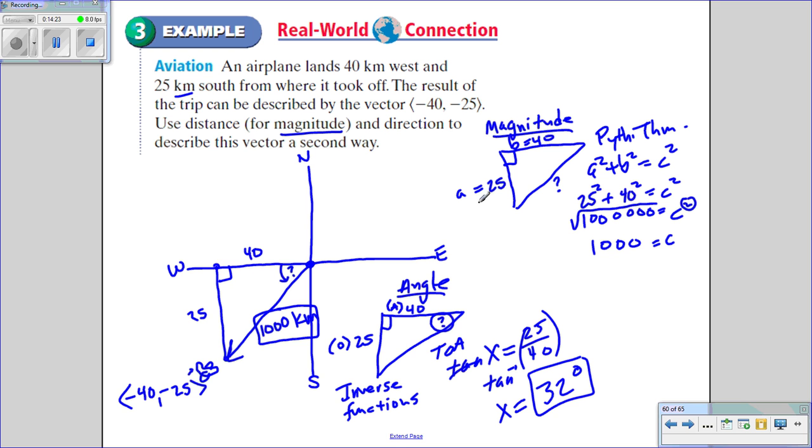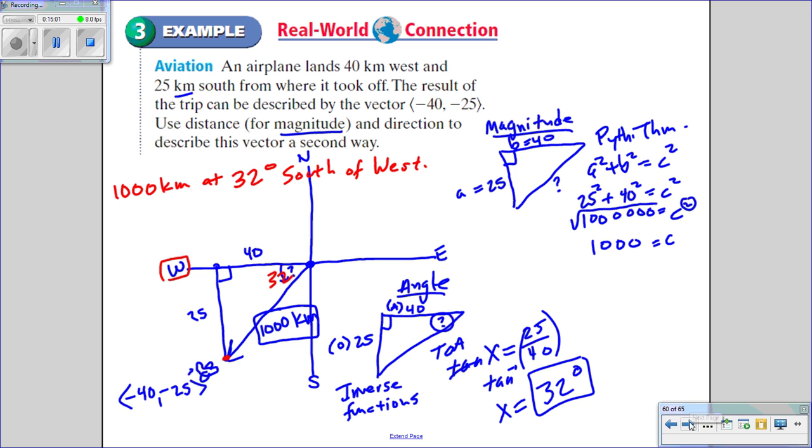Okay? So my final answer for this problem is bringing it all together. This plane is 1,000 kilometers, which again we found by using the Pythagorean theorem, at 32 degrees. And since this is 32 degrees, it is obviously closest to west. And in this case, it is south of west. So it is 32 degrees south of west.